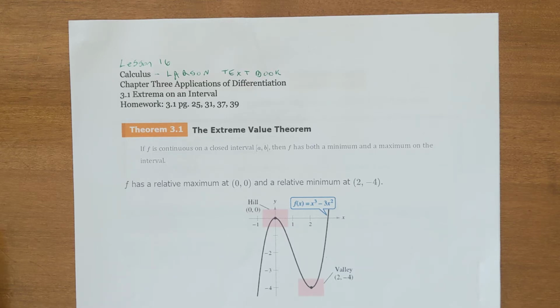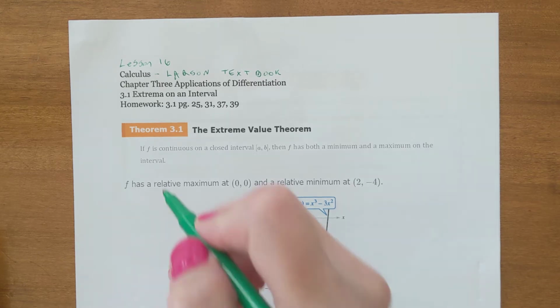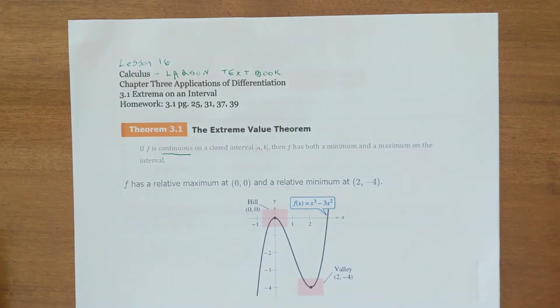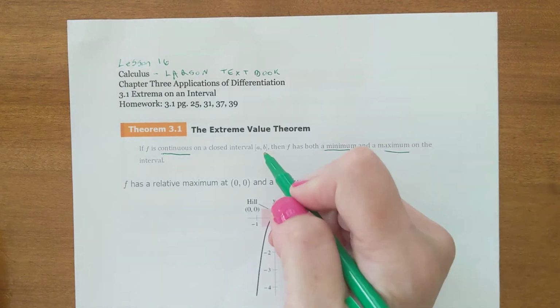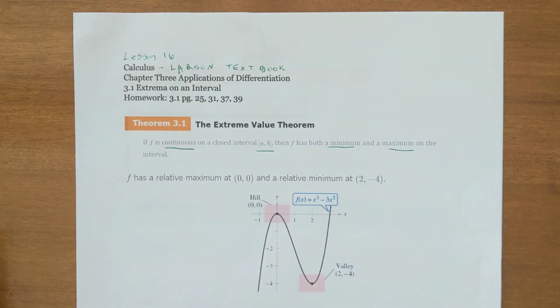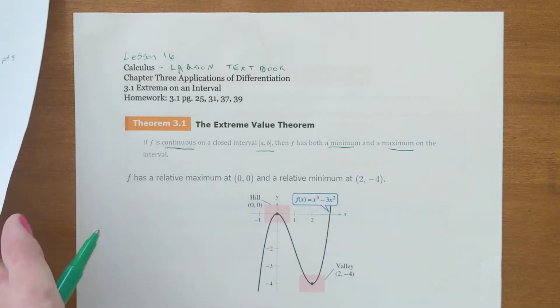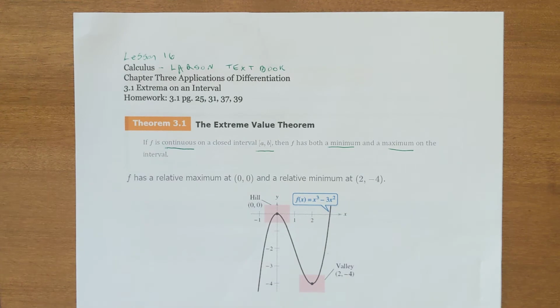So the extreme value theorem says if f is continuous on a closed interval [a, b], then f has both a minimum and a maximum. The key is that it's a closed interval. So maybe the max or the min might be at one of the endpoints. So not necessarily in between, but obviously since you have an endpoint, one of the endpoints is going to have to be a max or min if there isn't one in between them.